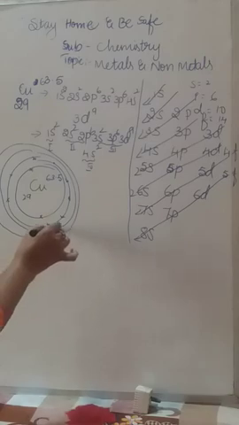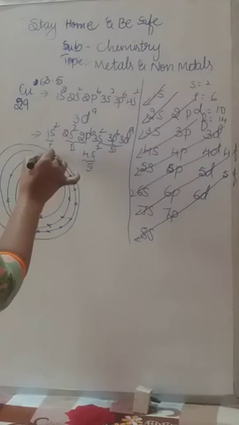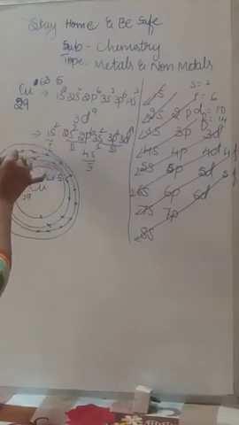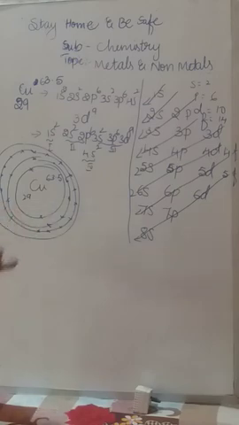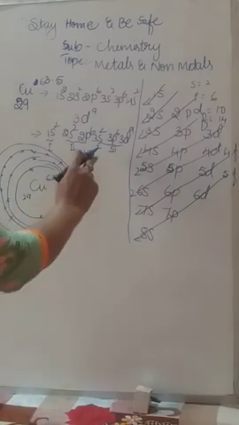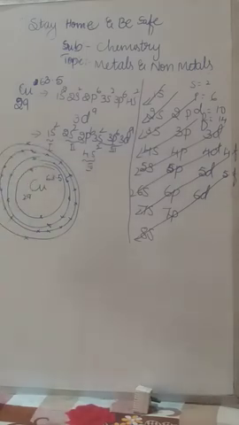17 electrons: 1, 2, 3, 4, 5, 6, 7, 8, 9, 10, 11, 12, 13, 14, 15, 16, 17. And in the last orbit, only 2 electrons are there, right? 2 electrons, 1, 2. So this is the atomic structure of copper.